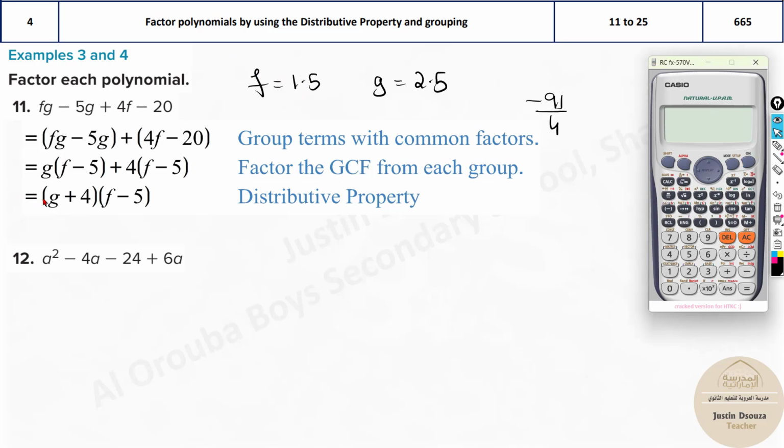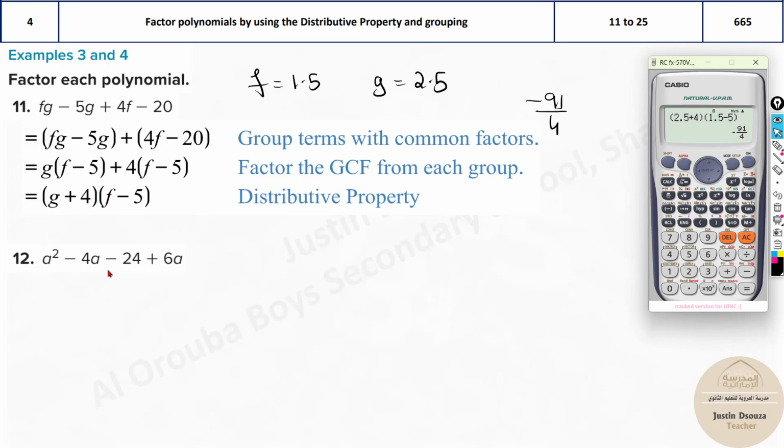Let me check. G is 2.5 plus 4 multiplied with F is 1.5 minus 5. Close the bracket. The answer must and should be the same. And that's it. That's how we get it.